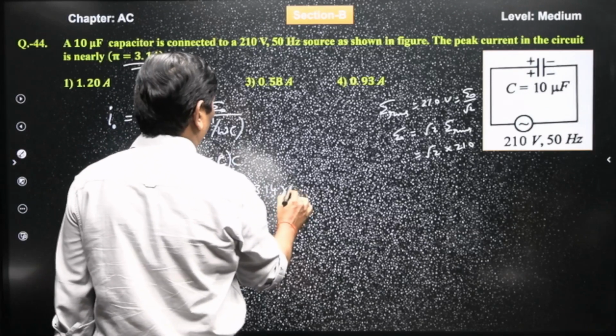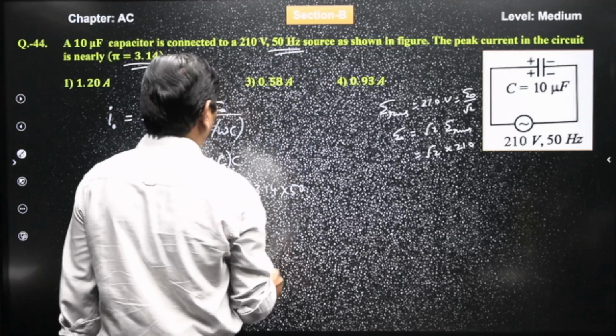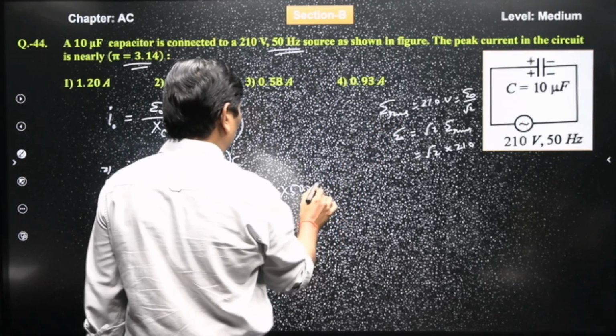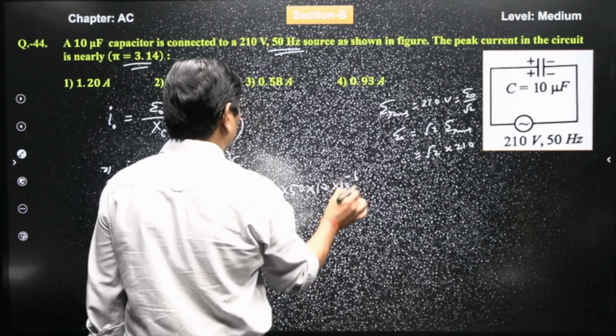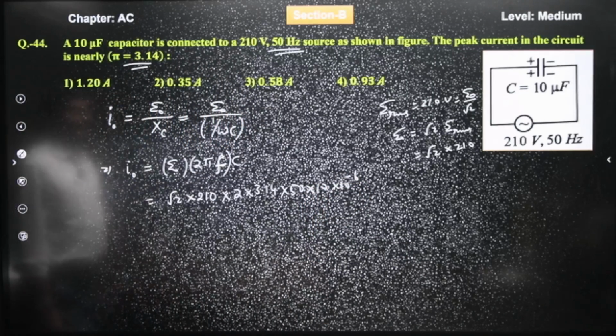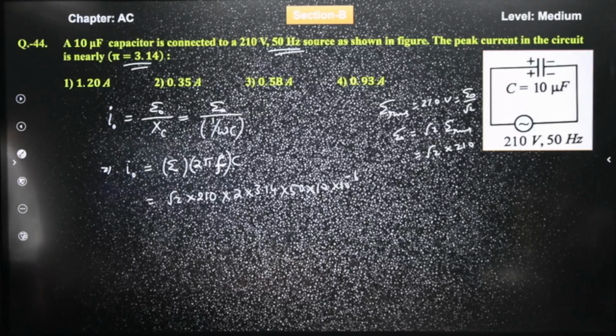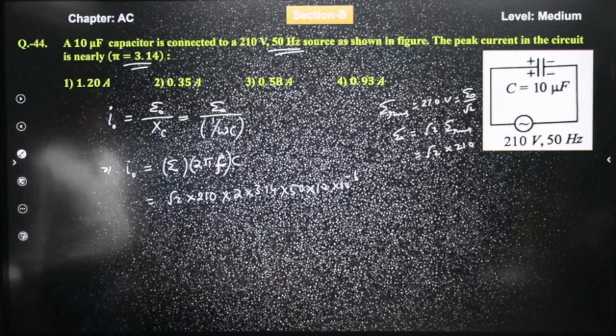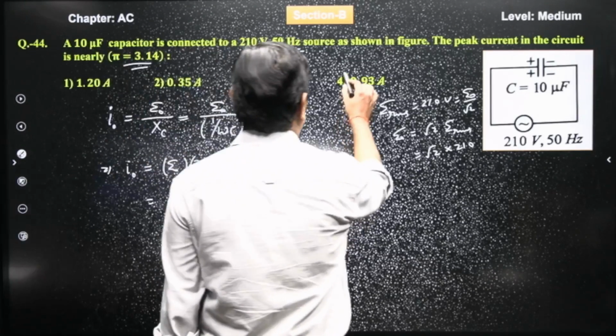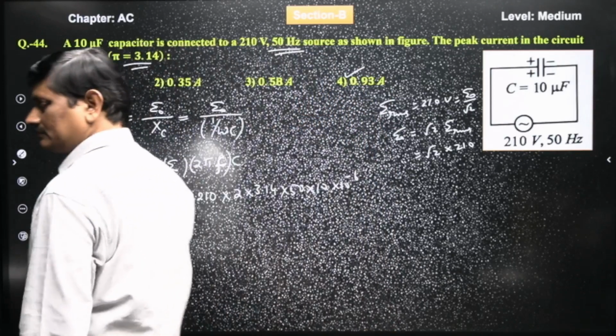and the frequency is given, 50 hertz, and the capacitance given in the circuit is 10 into 10 power minus 6. On simplification, you will get 0.93 amperes.